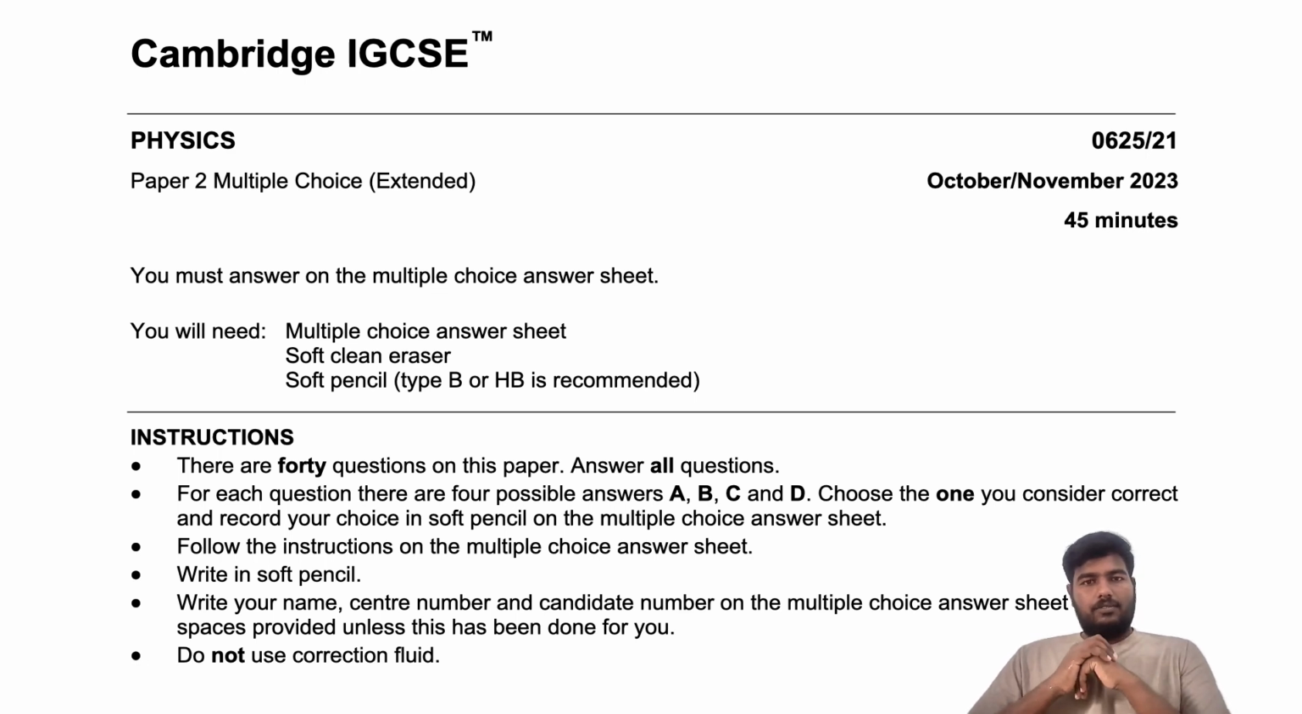Let's solve Winter 23 Component 2 on the MCQ paper.